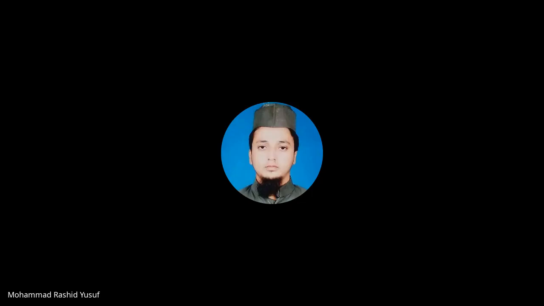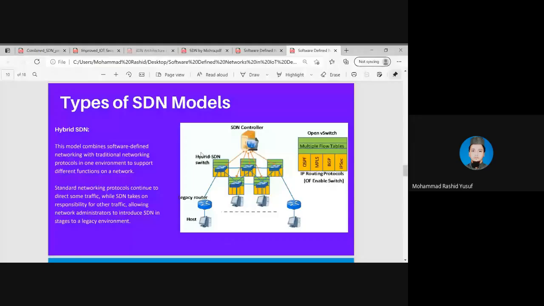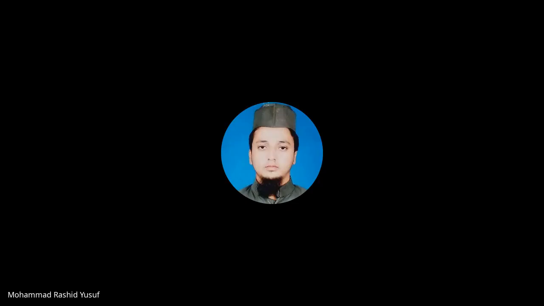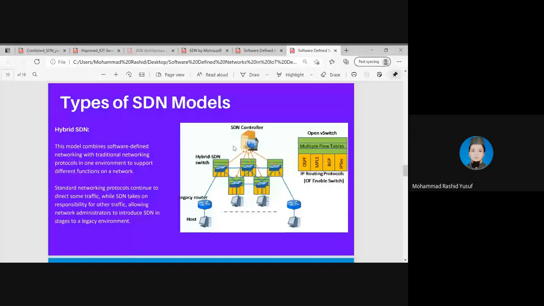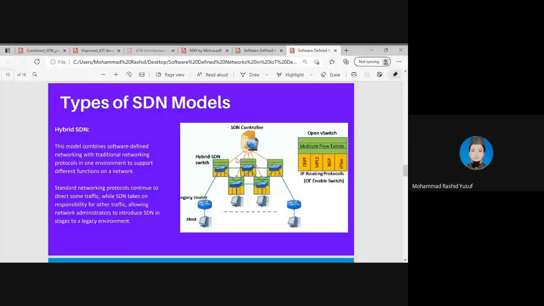And the third one is the hybrid SDN model. This combines software defined networking with traditional networking protocols in one environment to support different functions on the network. A standard networking protocol continues to direct some traffic, while SDN takes on responsibility for the other traffic, allowing networking administrators to introduce SDN in stages.